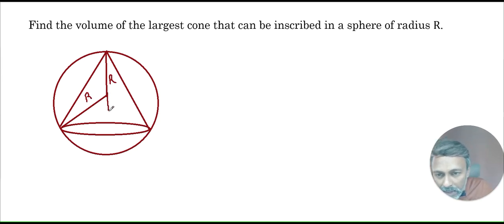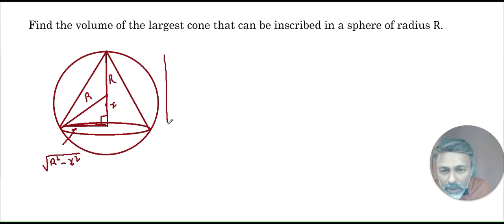Let us complete this height, and let us call this length that we are just dropping perpendicular here as x. Clearly, we are able to see the formation of a right angle triangle here, and therefore by Pythagoras theorem, the radius of the cone will be root of R square minus x square, hypotenuse square minus adjacent side square. We have also got the height of the cone in terms of x. The height of the cone is R plus x.